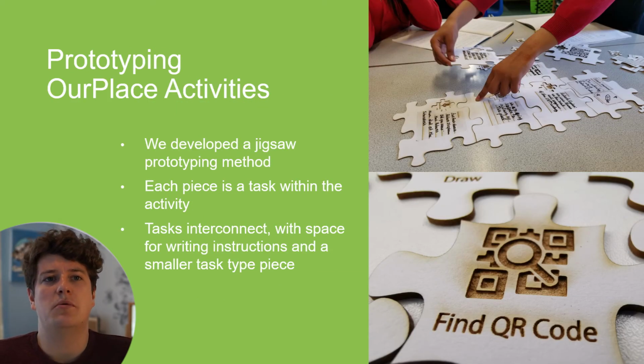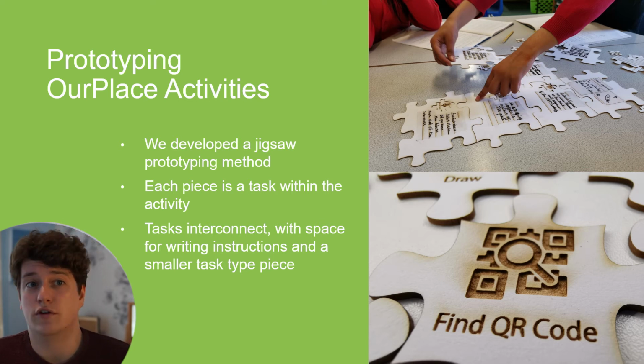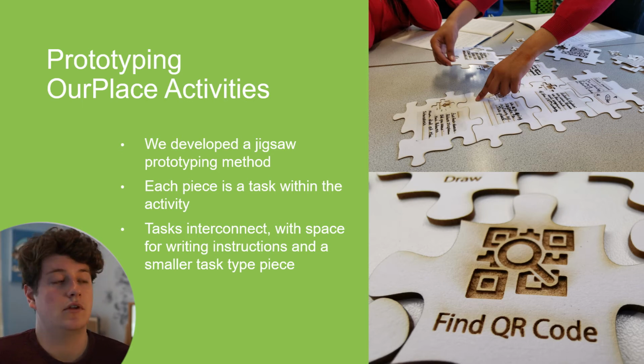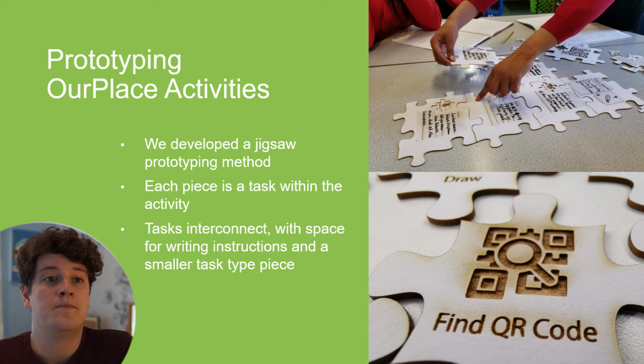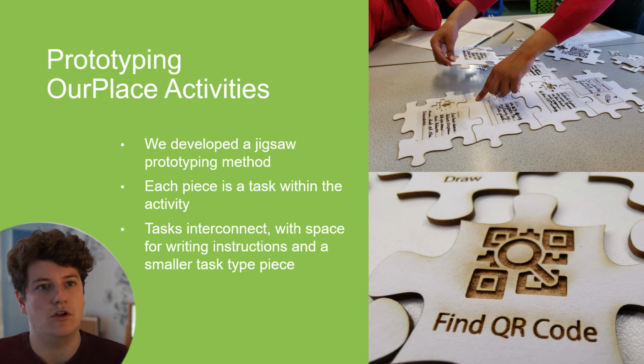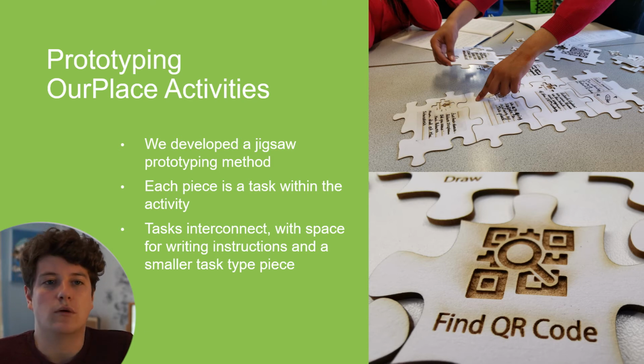It's really likely that each type of mobile learning public entity would require its own form of prototype because they're all different. So for a video app, you could make storyboards. For a location-based app, you could print out and label maps. And for Our Place, we designed a jigsaw method where each piece of a jigsaw represented a task within the activity, and students could write the task instructions onto the pieces directly. The interaction of the task would be designated with smaller task-type pieces which slotted inside, and tasks could be interconnected in different directions, allowing for follow-up tasks to be planned out and simulated.